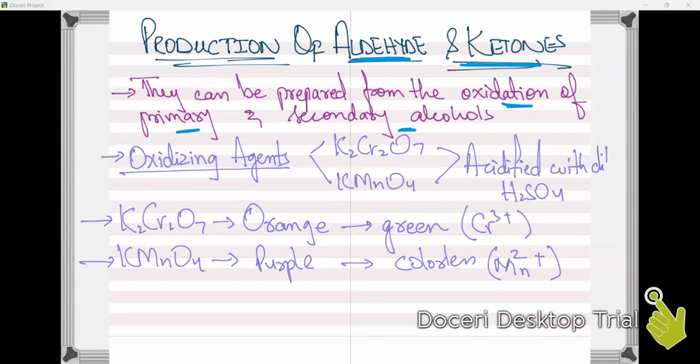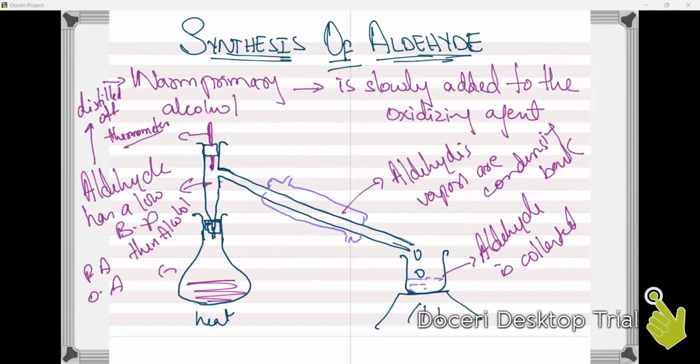Now, what oxidizing agents are going to be used? It will be potassium dichromate and potassium manganate. It has to be acidified, and when you say acidified, it means acidified with dilute sulfuric acid. The color change: potassium dichromate will change from orange to green, and potassium permanganate will change from purple to colorless. The changes in oxidation numbers are chromium to plus 3, and manganese from plus 7 to plus 2, or plus 6.